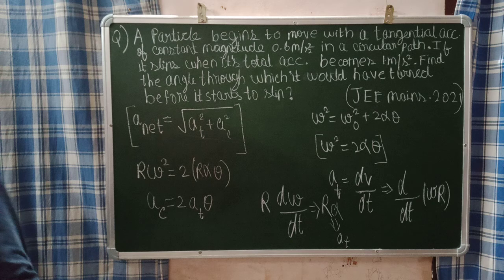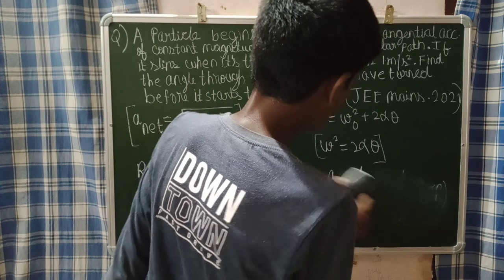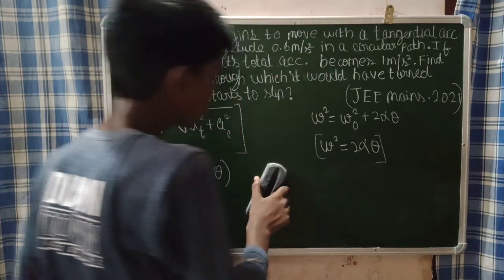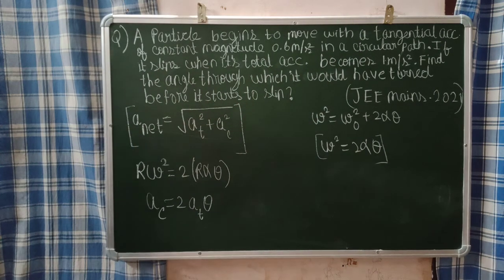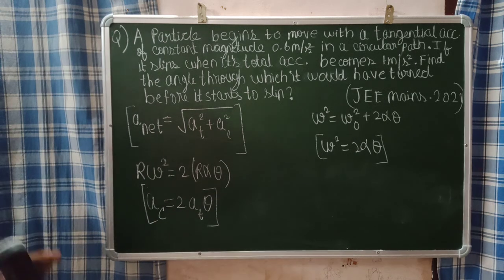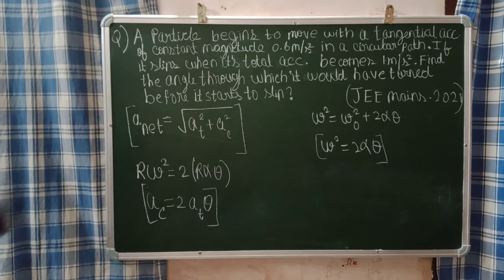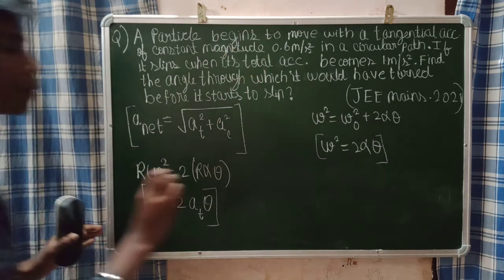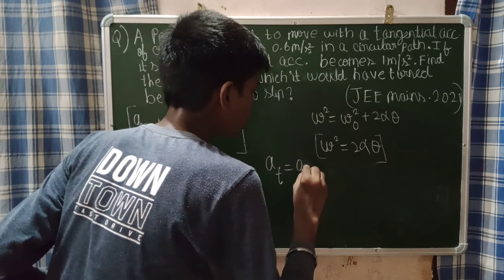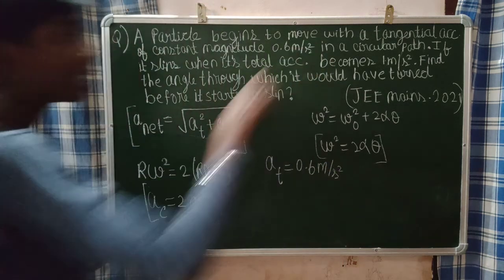So guys, I derived it. This is a question where I can't explain much, but anyway I did, so no problem. So a_t is equal to r alpha. Please remember that. In H.C. Verma and some other books you also have it. Now this is the relationship that we got. In the question itself they gave the value of tangential acceleration, 0.6 meter per second square. So a_t is equal to 0.6 meter per second square.